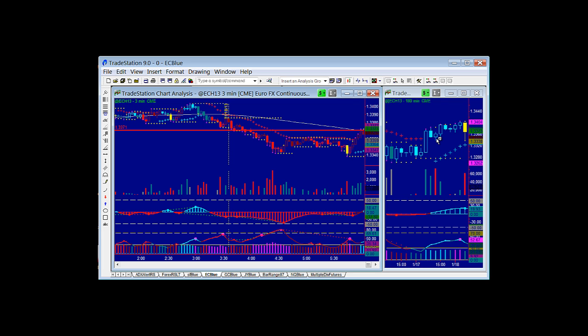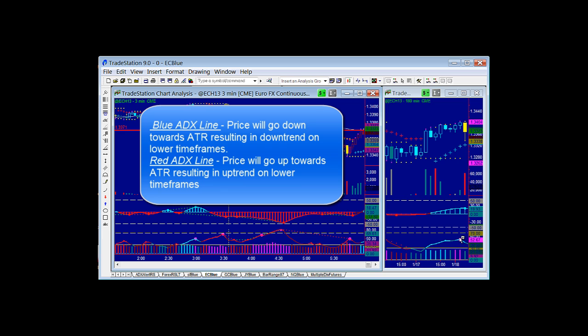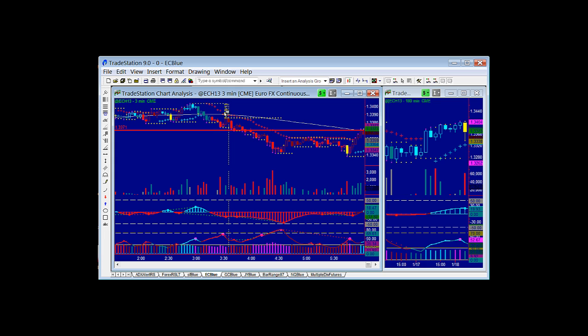So let's walk through this one more time. The ADX line is blue. You get a magenta peak, so price has been going up. The ATR is below price. So this tells us that price will come down towards the ATR. So if you look over here where I marked that, you did have a pullback to the ATR.